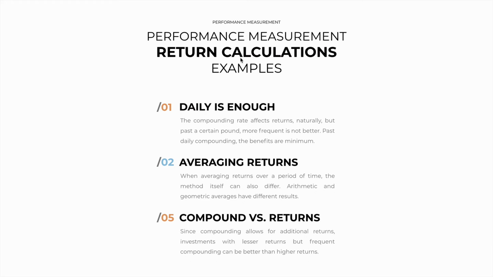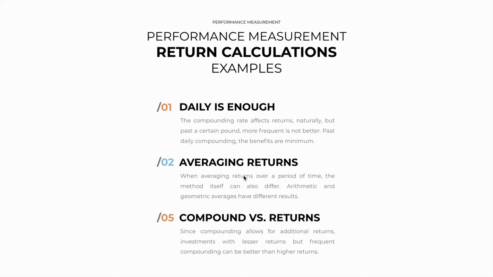What are some examples? The first is that daily compounding is enough. Naturally, the compounding rate affects returns, and the more frequent, the better. But there is a point of diminishing returns, and that is usually daily compounding. Past daily compounding, such as hourly or even more frequently, the benefits are minimal. So daily compounding is more than fine.